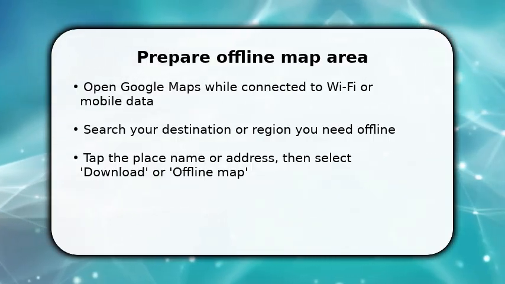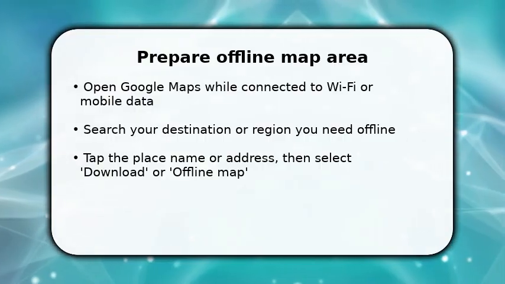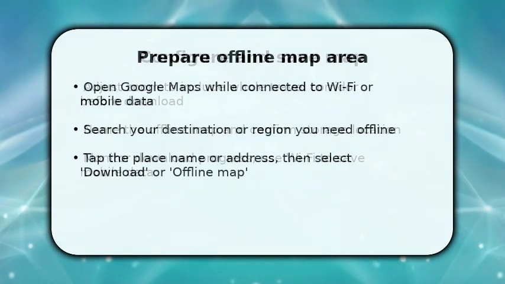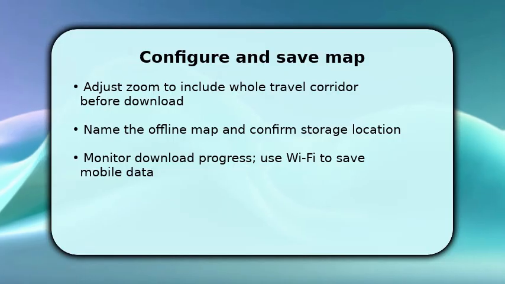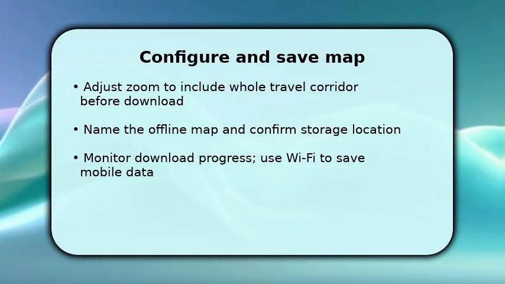Make sure you have enough storage. If not, delete an old offline map. This immediate step avoids scrambling when you lose service. Once done selecting the area, adjust the zoom level to include all streets and the full route. Zoom out for broader coverage, zoom in for detail.